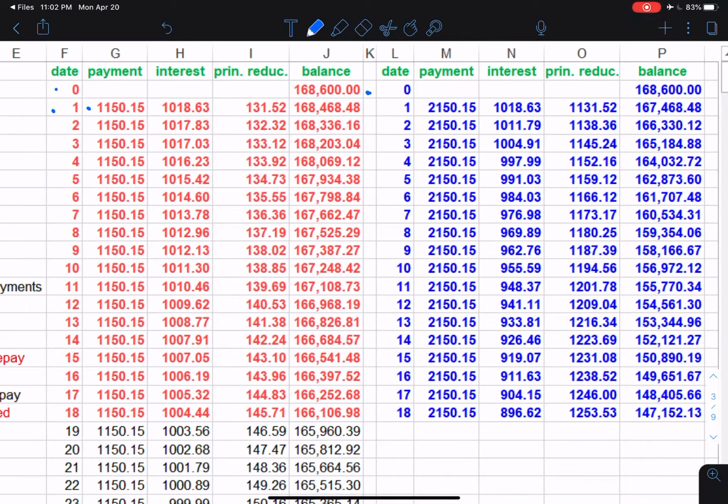The interest on $168.6, which would be $168,600 times 0.006041667, is $1,018.63. And therefore, since we paid $1150.15 and this went toward interest, the difference between this and this, which is $131.52, is the principal reduction. And then therefore, if we hadn't made anything but the regular payment of $1150.15, our remaining principal balance at date 1 after the payment will be $168,468. Okay, it's this minus this.